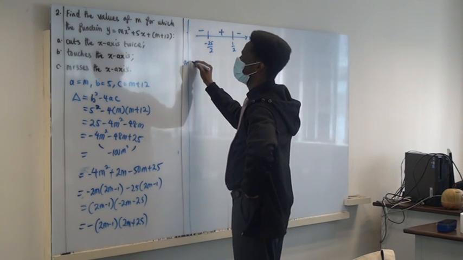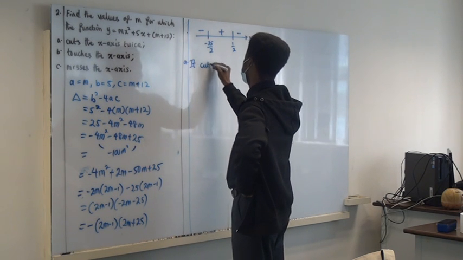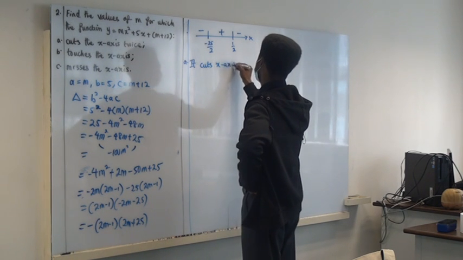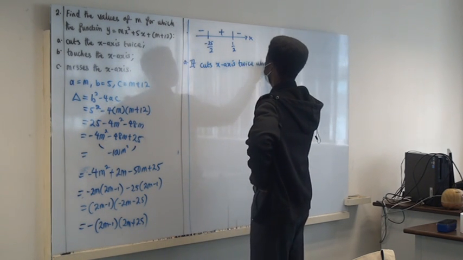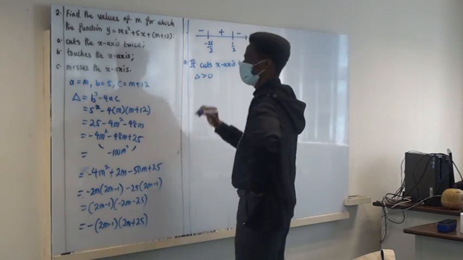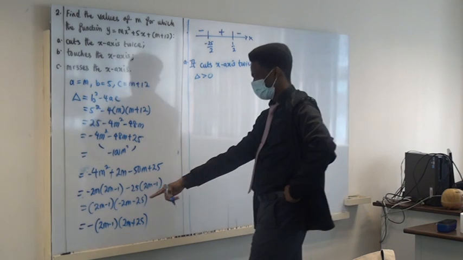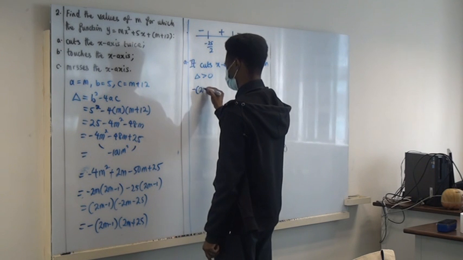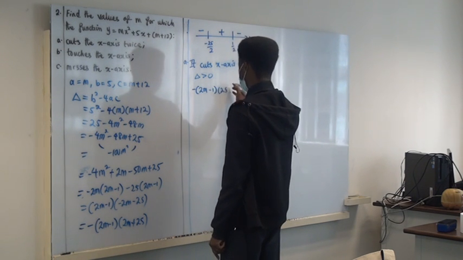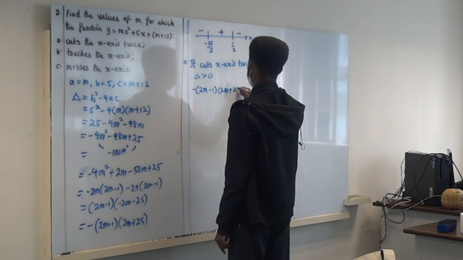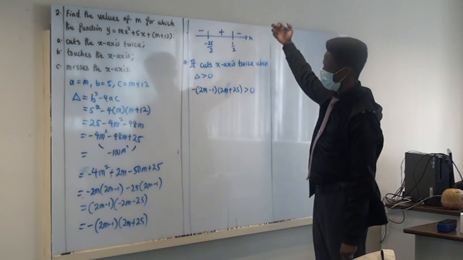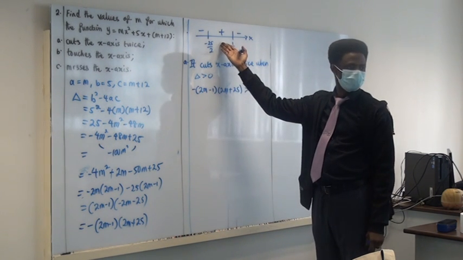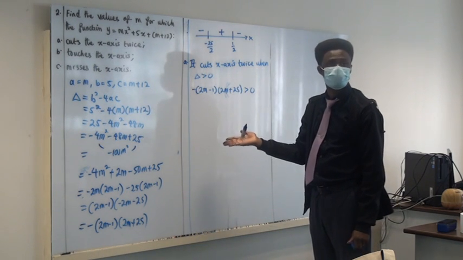So it says when it cuts x-axis twice, when your discriminant is greater than 0. Isn't it? Yes. Your discriminant is this, which means when, you can copy the factorized form: (m - 1)(2m + 25) is greater than 0. And this is the sign diagram for your discriminant. So automatically, you're talking about here. So you have done most of the work, the rest is just to write a conclusion.